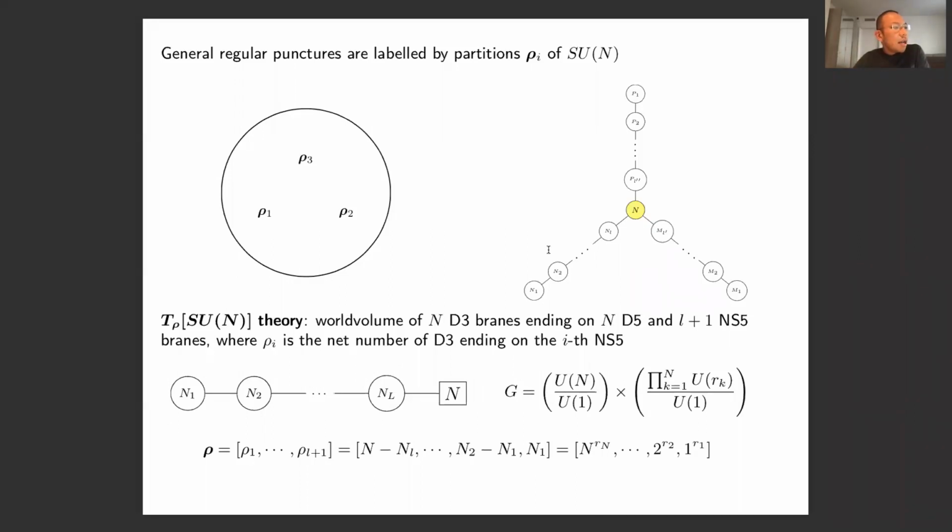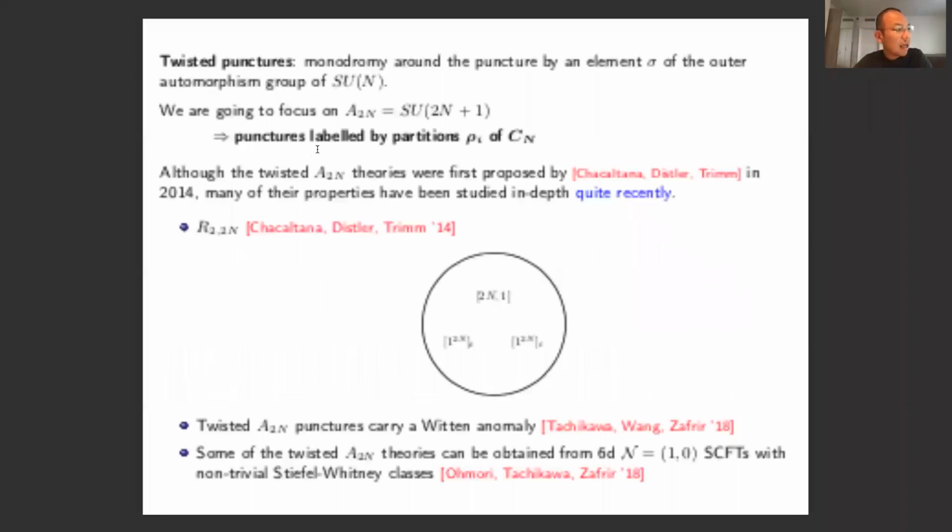So to summarize, what I'm saying is that you have a class S theory of type A_{N-1}. You reduce it on S^1, you get some 3D theory, you mirror it, then you get some Lagrangian description. And indeed, this Lagrangian description contains some information about the original 4D theory.